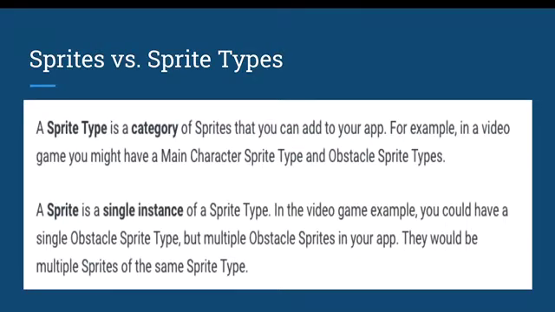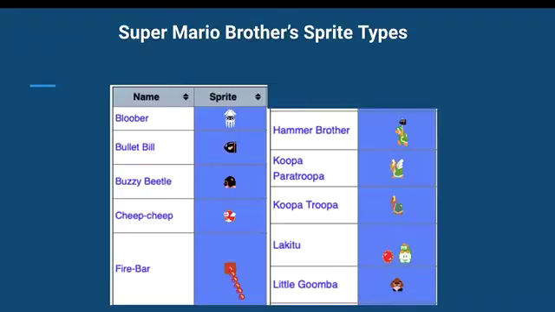We're going to play a little original Super Mario Brothers, and I'll show you what I mean. So you have the sprite type. It's like the general category of sprites you can add, and the sprites are the little animated characters. A sprite itself is just a single instance of a sprite type. So let me show you what I mean.